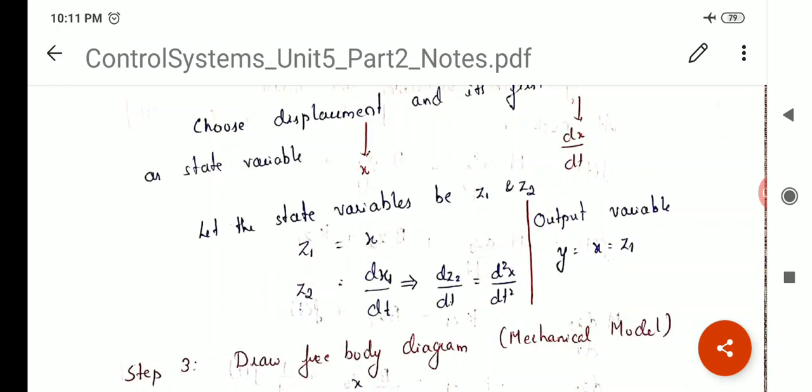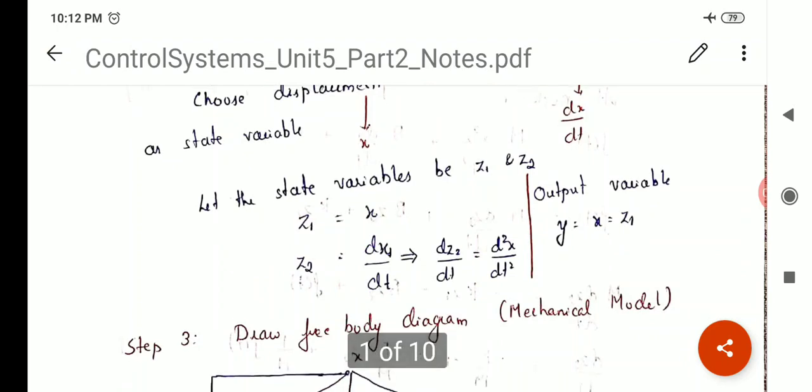Now I am repeating. So the state variables, I choose as x and dx by dt. I name them as z1 and z2. And just for our benefit in the further problem, I just differentiate this z2 to get this. So you need to remember this equation. Okay. Remember, or you may need to refer to this equation further. What is the next step?